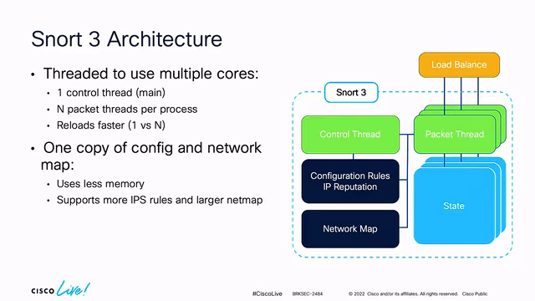So we still load balance the flow when it comes in. But now there's one control thread and multiple packet processing threads. So what do we get out of that? Well, we regain all that memory, right? Things like the network map and the rule trees only have to be loaded once, and then the packet threads do the processing. So we can reload faster, and we can load more rules now if we want with the same memory, because we're using less memory to start with.